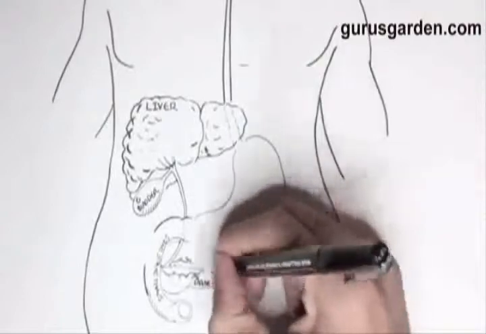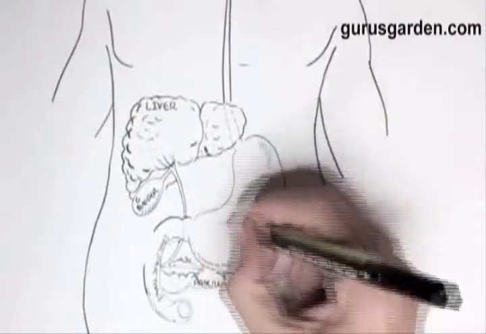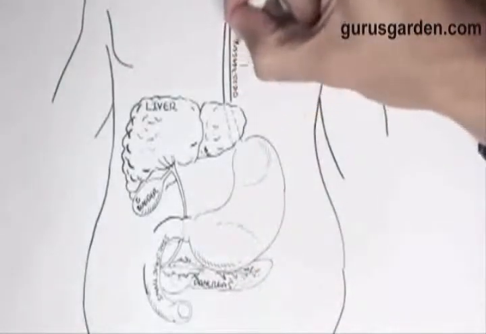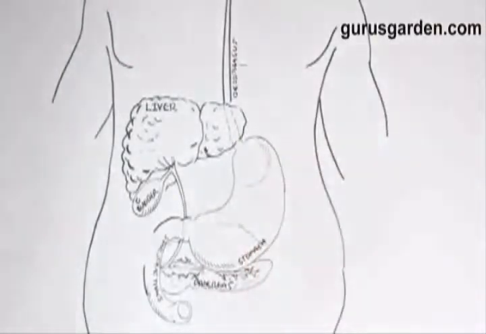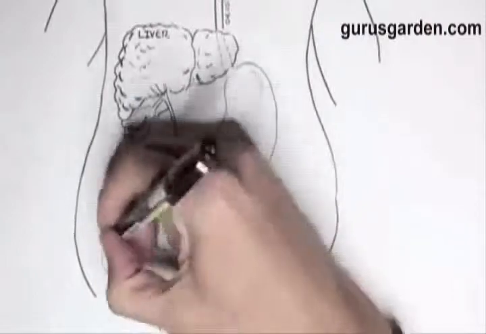The veins leaving most of these digestive organs will not travel directly to the heart, but will travel to the liver first. So all the blood leaving these digestive organs will connect and travel into the liver through what's called the portal vein.